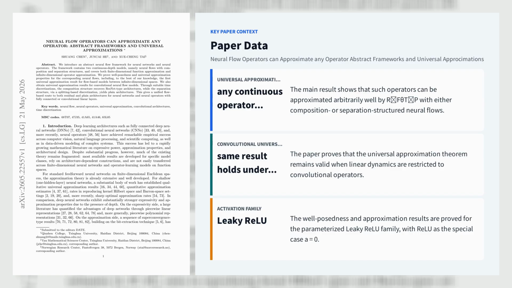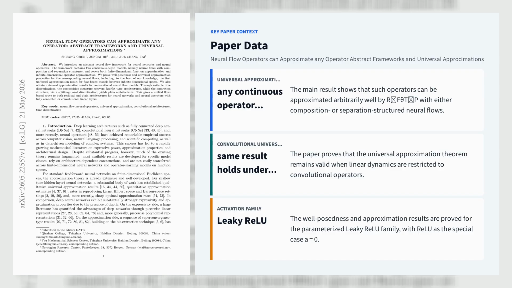The key novelty is the separation of the continuous depth model into two dynamics: a composition structured flow, whose explicit Euler discretization recovers ResNet-type architectures, and a separation structured flow, whose semi-implicit splitting discretization yields plain feed-forward architectures. For piecewise constant parameters and leaky ReLU activations, the authors prove well-posedness and local Lipschitz dependence of the flow map, then establish what they describe as the first universal approximation theorem for flow-based models between infinite dimensional spaces.